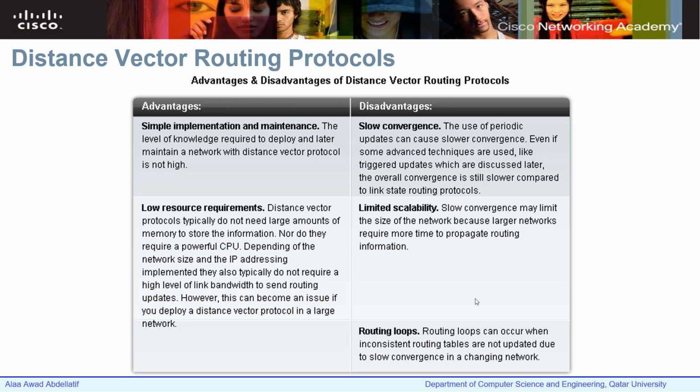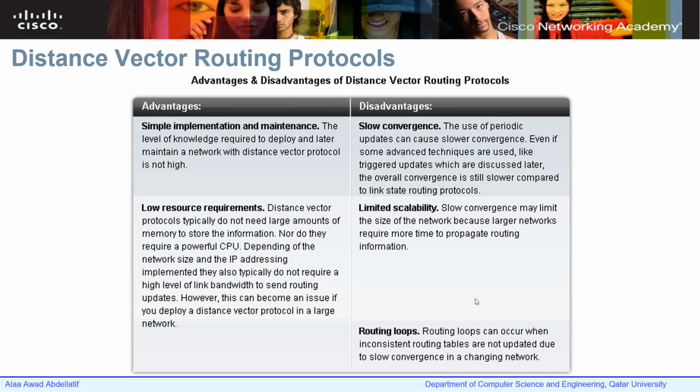Simple implementation and maintenance, because it's less complex to implement, because the idea is simple. We discover our neighbors, we send the periodic updates, and we update the routing table and find the best path. Using periodic updates makes the implementation of this algorithm a little bit simple. And since this implementation is simple, we will use less resources, less memory, and less CPU to update a routing table and define the best path.